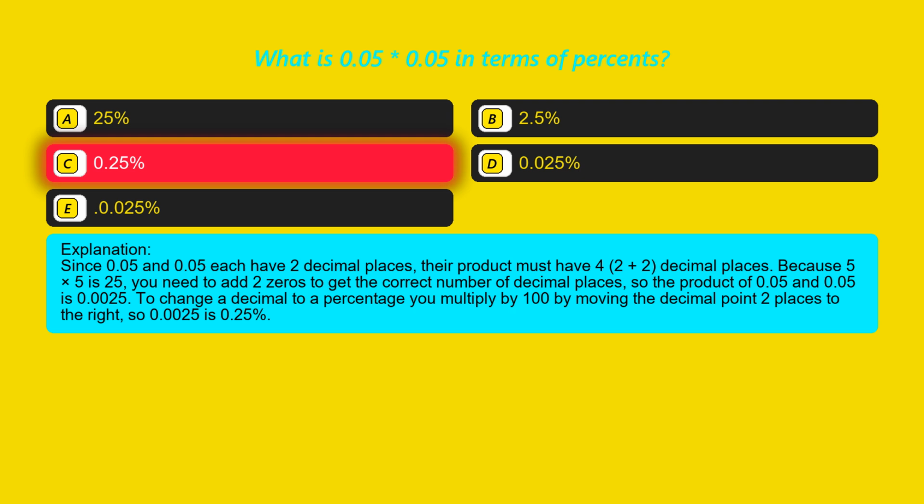Since 0.05 and 0.05 each have two decimal places, their product must have 2 plus 2 decimal places. Because 5 times 5 is 25, you need to add 2 zeros to get the correct number of decimal places, so the product of 0.05 and 0.05 is 0.0025. To change a decimal to a percentage, you multiply by 100 by moving the decimal point 2 places to the right, so 0.0025 is 0.25%.